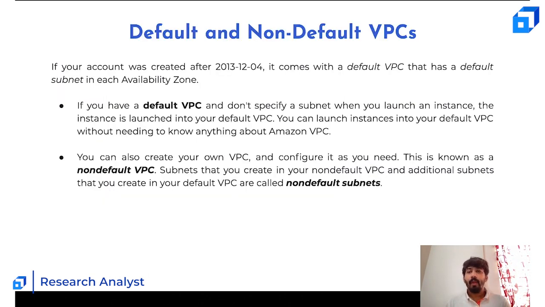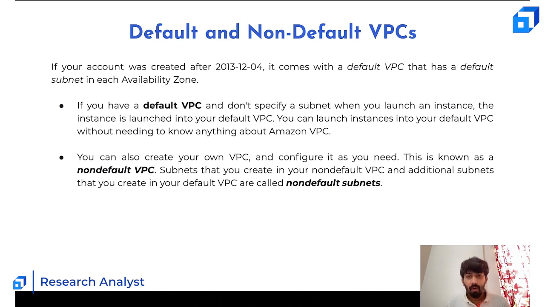And then default and non-default VPCs. If your account was created after 2013-12-04, it comes with a default VPC. If it was created before 2013, you would have already created a default VPC by now. It's been so many years. But most of you would be creating your account after 2013. In that case, your account would already come with a default VPC and a default subnet. Once you create your own AWS account, AWS themselves create a default VPC and a default subnet within the default VPC for you.